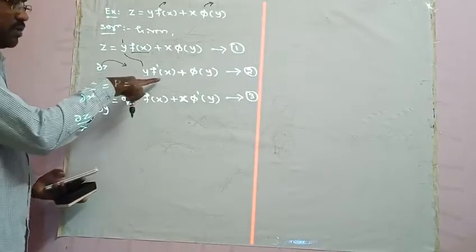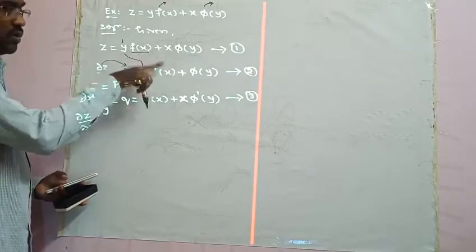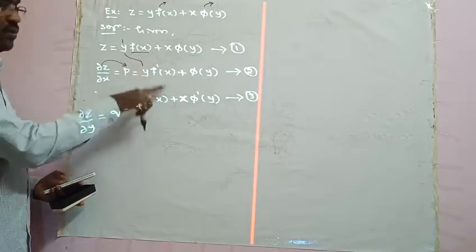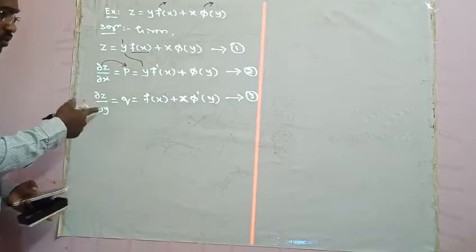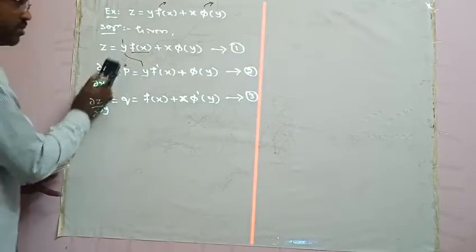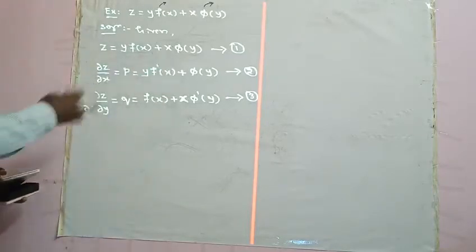If you try to combine these two along with this equation in any way, we cannot eliminate phi and f. So that's why we need to go for the double derivatives, second order partial derivatives. Then only we can eliminate these two functions.